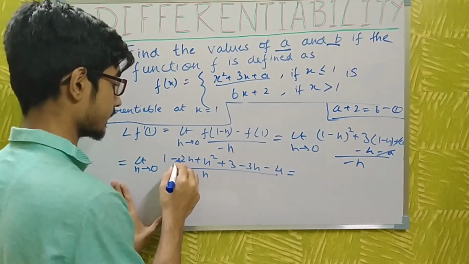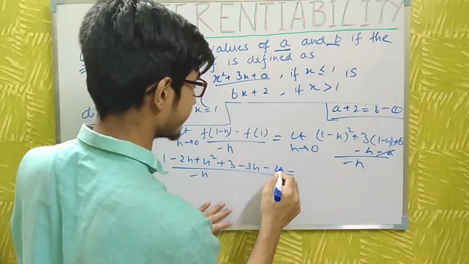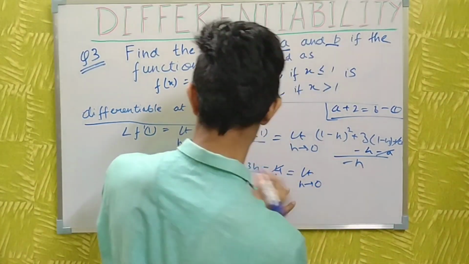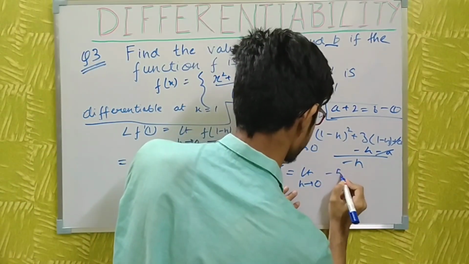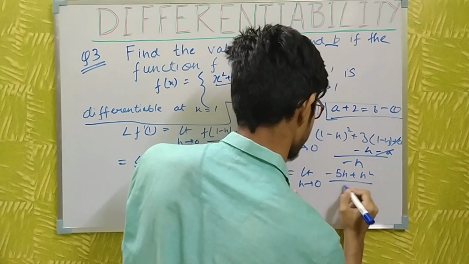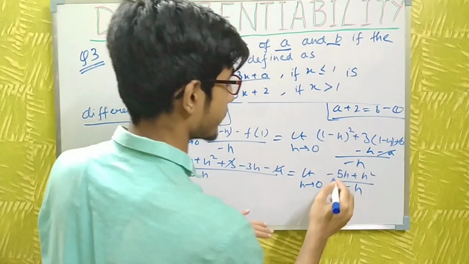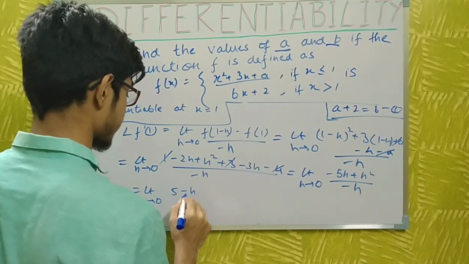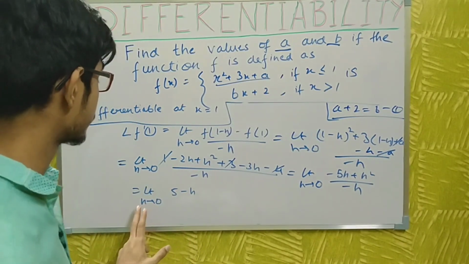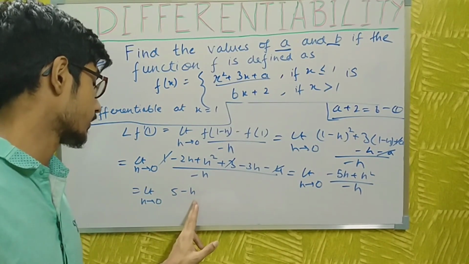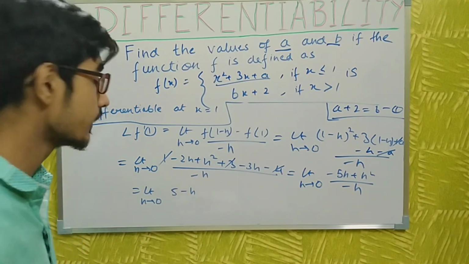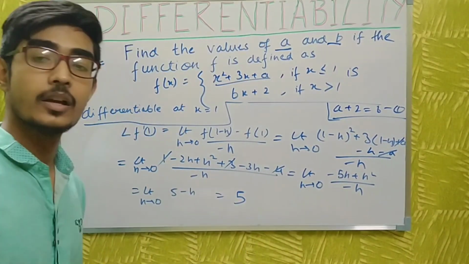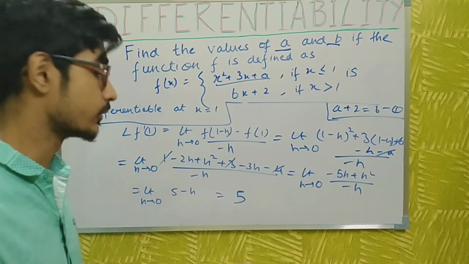So from here, 3 plus 1 is 4 and this is minus 4, so this one and this one cancel. So it will be the limit h tends to 0 of minus 2h minus 3h plus h square, that is minus 5h plus h square, by minus h. So from here I am going to take minus h common, so it will be the limit h tends to 0 of 5 minus h. By putting the value of h I can find this is equal to 5. So the value of the left hand derivative is equal to 5.